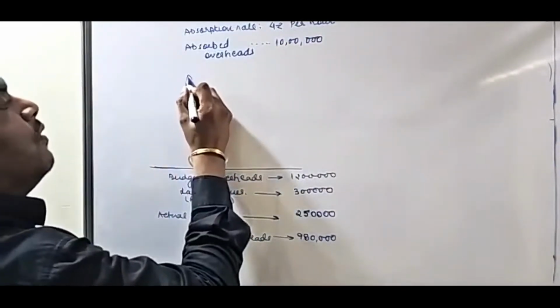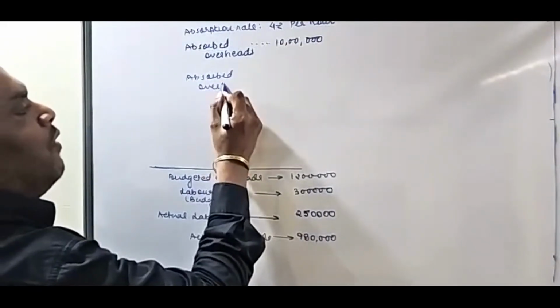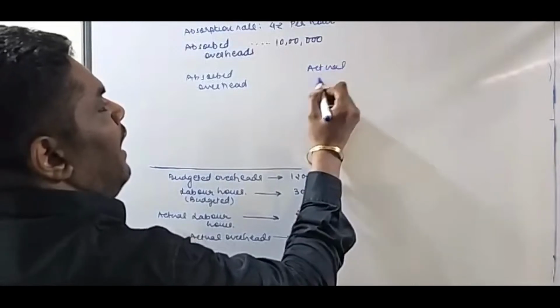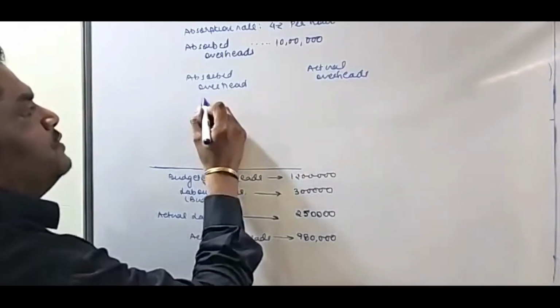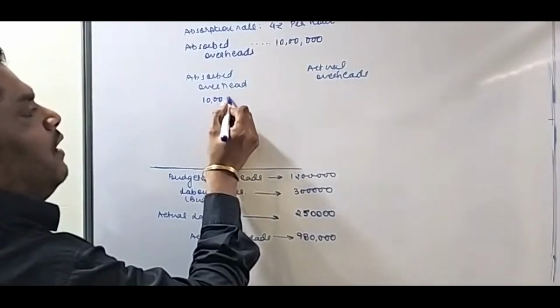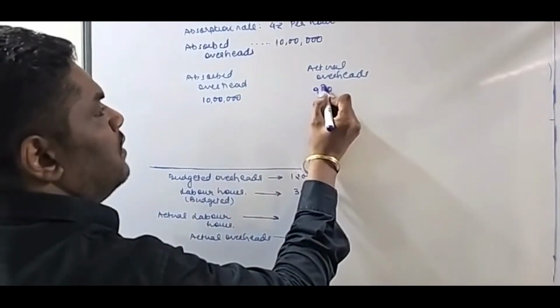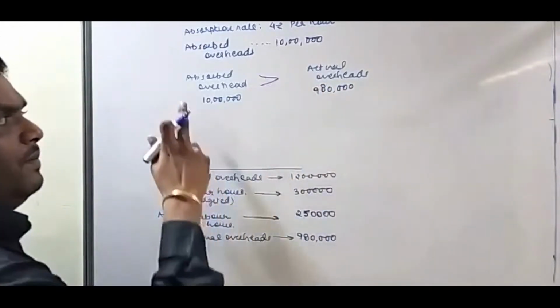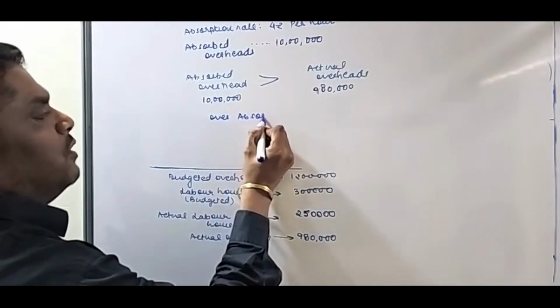Now compare absorbed overheads with actual overheads. My absorbed overheads are 10 lakh and actual overheads are 9 lakh 80,000. So absorbed overheads are more, which means over absorption.